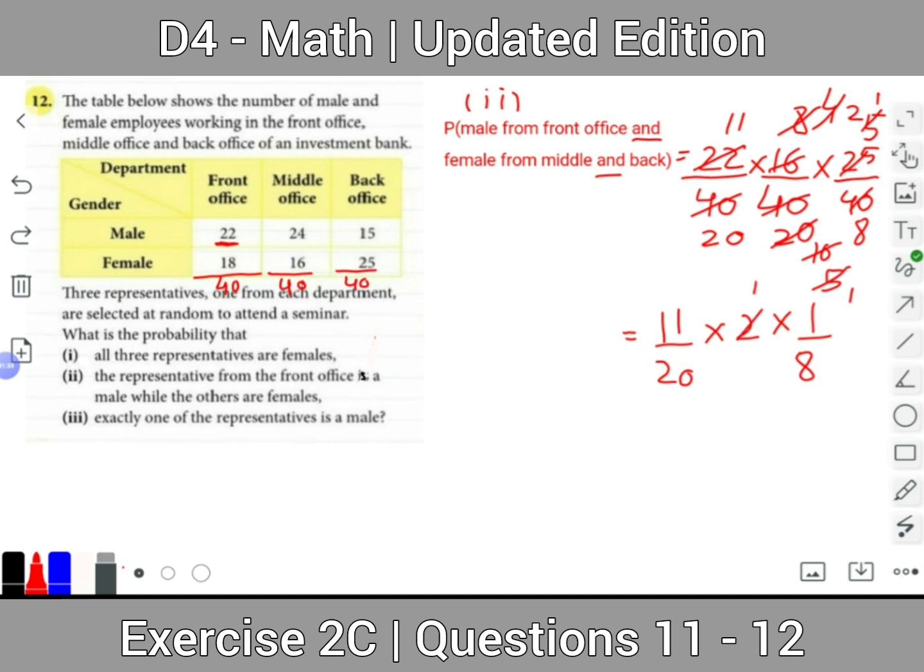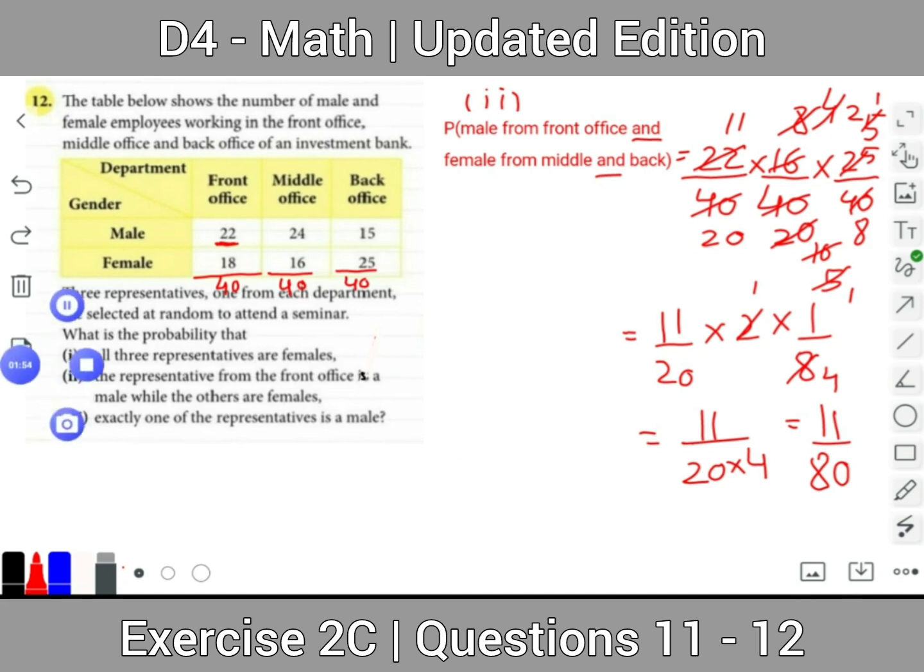We can also further simplify it. So here we have 2 4s are 8. Now we have 11 over 20 multiplied by 4, and it will be equal to 11 over 80. So the probability that male from front office and female from middle and back office will be equal to 11 over 80.